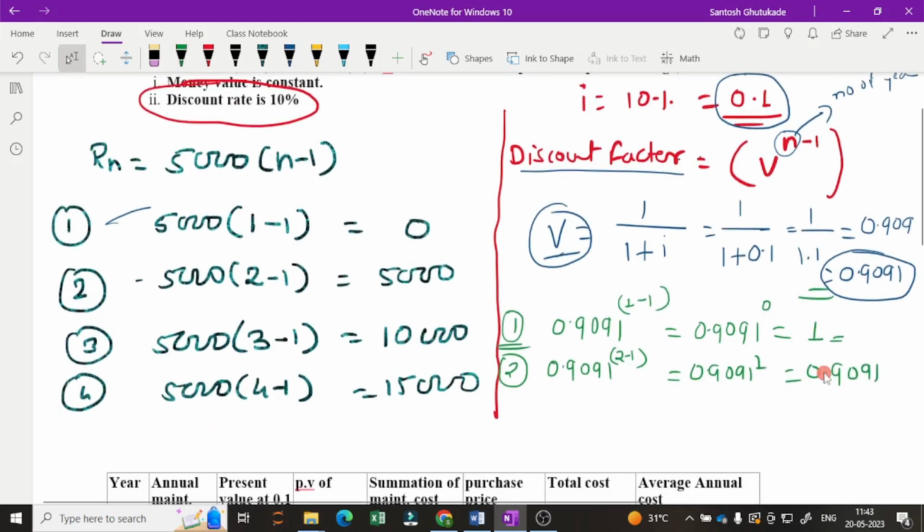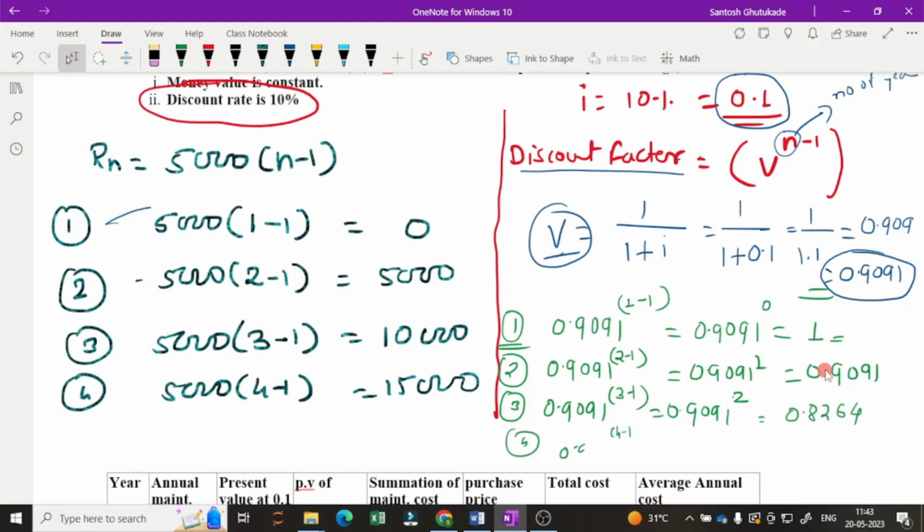Similarly for the third year, 0.9091 raised to 3 minus 1, that is 0.9091 squared, so you will get the value 0.8264. Similarly, you can calculate for the fourth year: 4 minus 1, so 0.9091 raised to 3, which becomes 0.7513. So this is for year number 4.